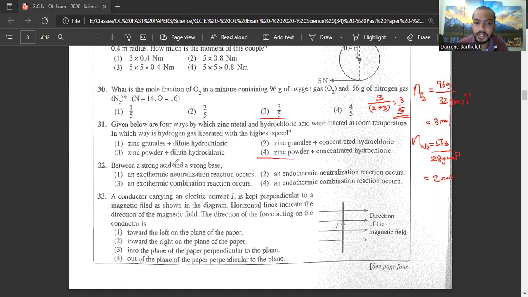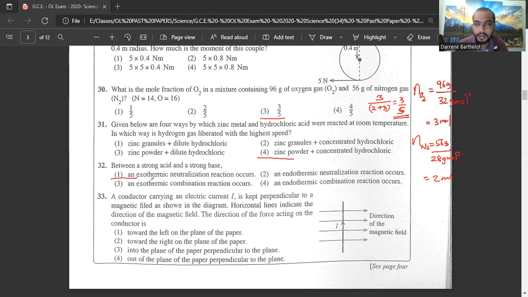Question number 32. Between a strong acid and a strong base, it's a neutralization reaction, right? So this neutralization reaction will release heat out of the system. You have that experiment in your book also. You add a strong acid and a strong base, record the temperature, and then calculate the heat. So it's an exothermic reaction, right? The temperature will be increasing there. So it should be exothermic and a neutralization reaction.